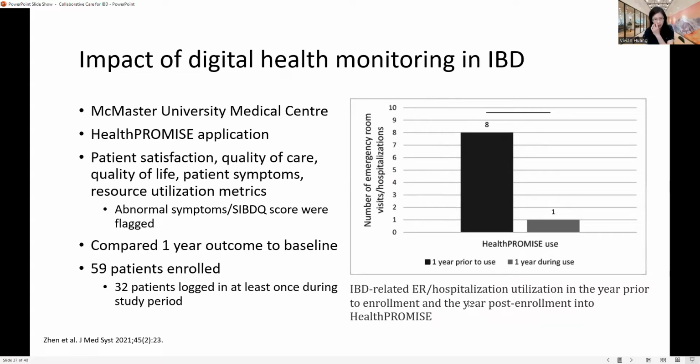This is out of McMaster, and they used the Health Promise app. And they showed that after a year of using this Health Promise app to monitor these patients' clinical scores and quality of life scores, they actually had a huge reduction in the number of emergency room visits and hospitalizations in that cohort of patients.